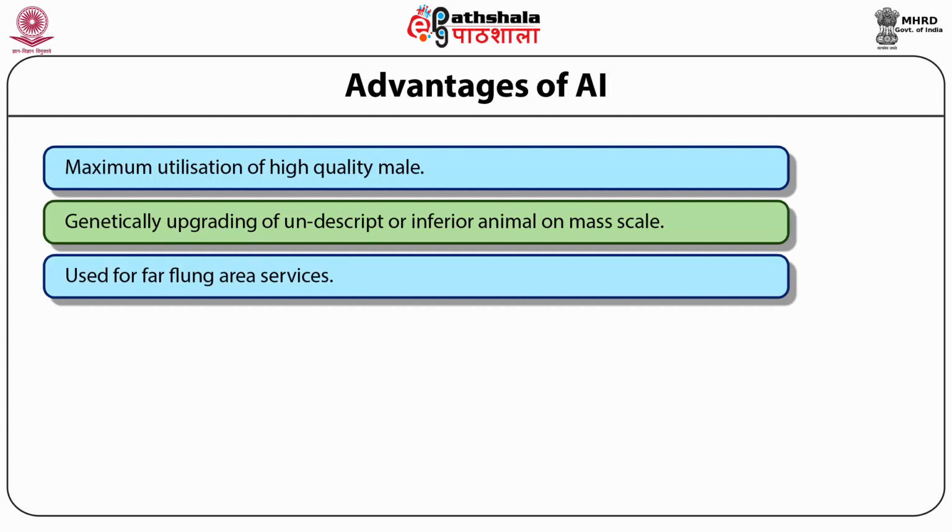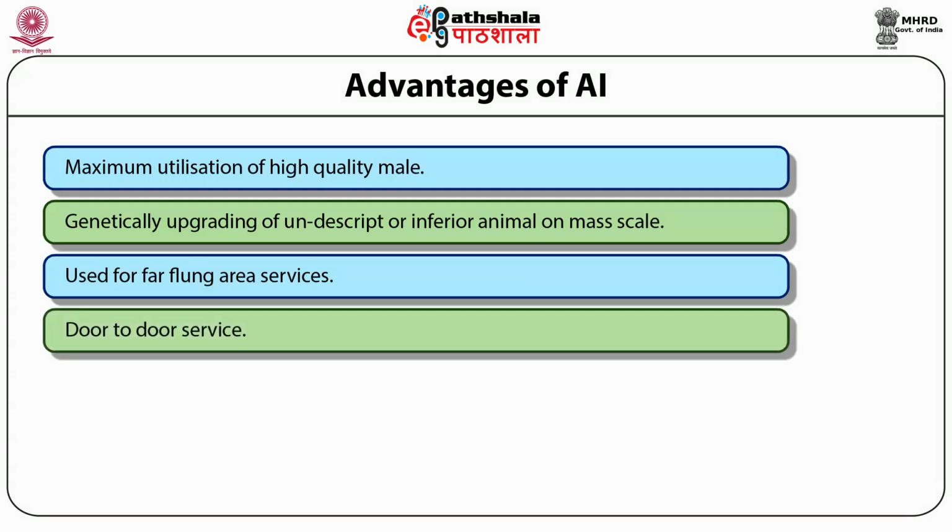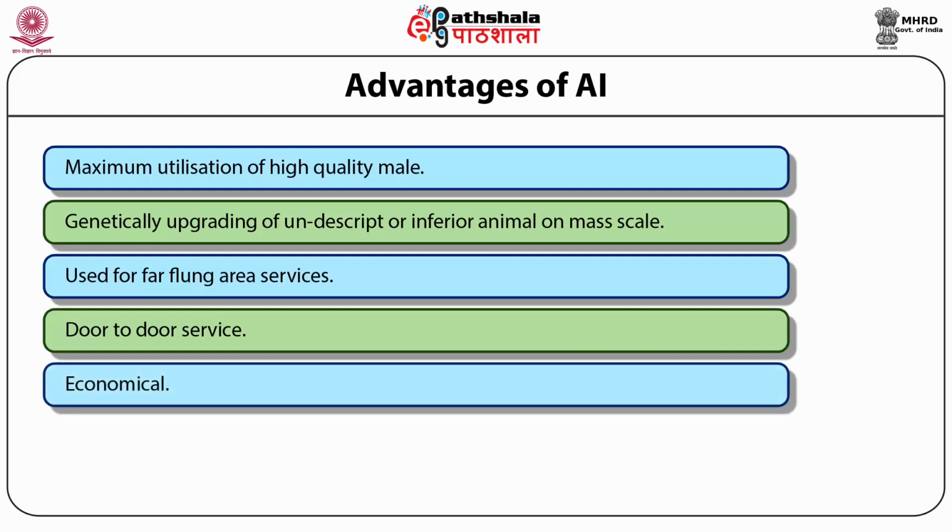From one part of the country, the semen can be transported very easily to another part. Door-to-door service can be provided where the facility of a good male is not available. Then this technique is economical also. Nowadays, this is the most commonly used technique for improving the quality and the genetic constitution of animals in a particular area, and it is not costly also. It is in the reach of the farmer.